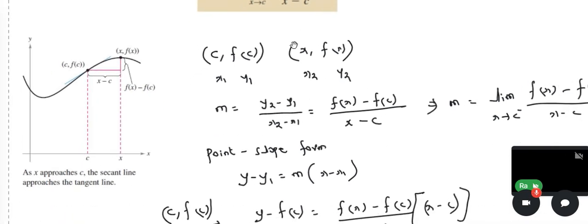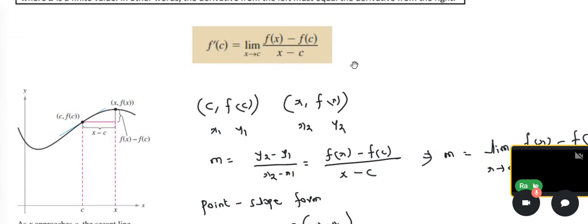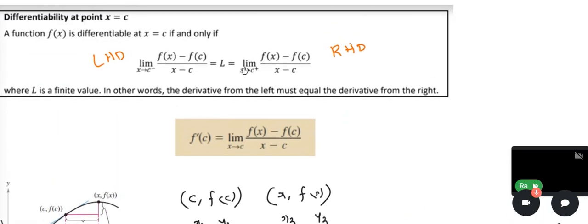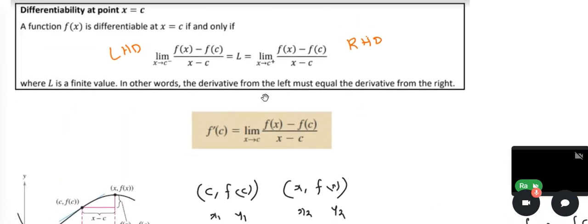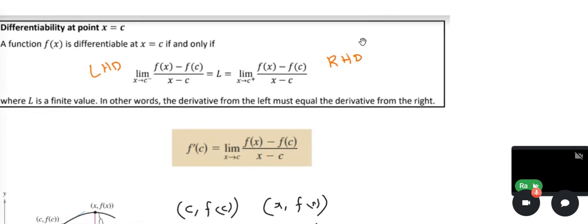Any questions on this one? I got it. Okay. The derivative from the left must equal the derivative from the right. So the left hand derivative should be equal to the right hand derivative. Okay, let's move on.